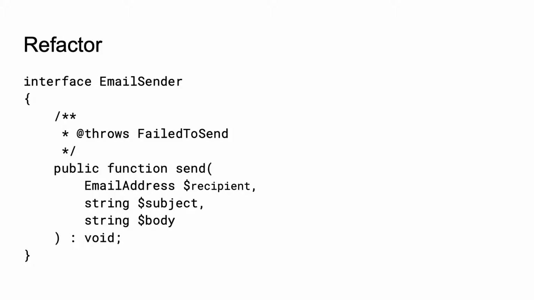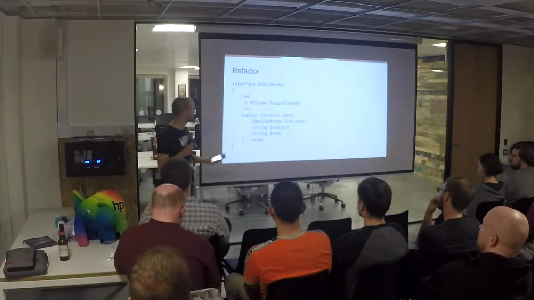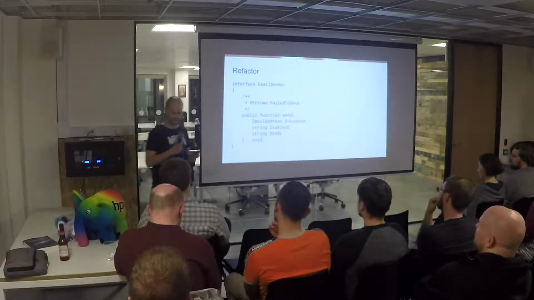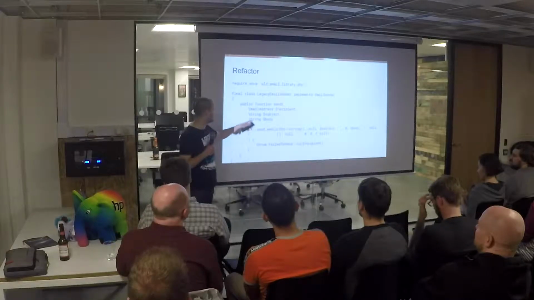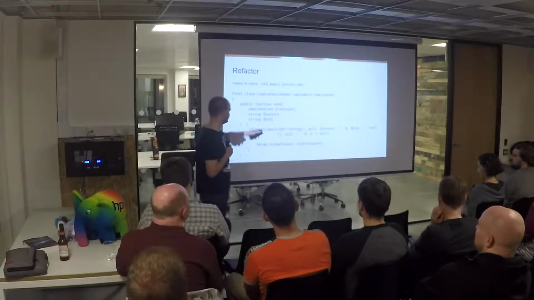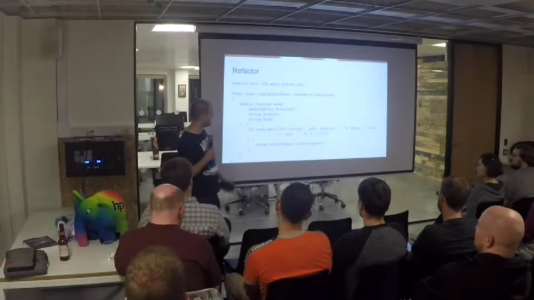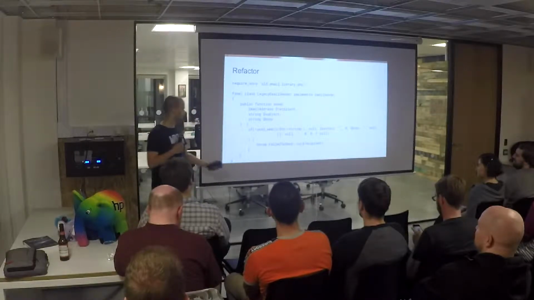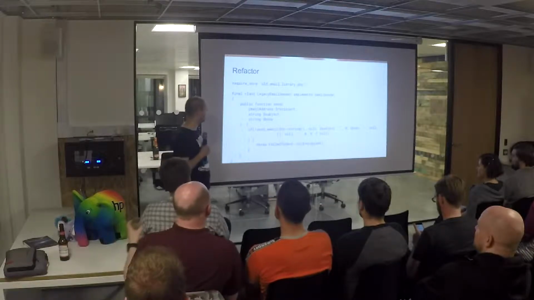So probably this is something that's a bit nicer. You just get an email address, a subject, a body, and if it fails, it's going to throw an exception, which seems appropriate. And then we're going to implement it using our legacy code. So we're loading in the old library there, and we're going to pass in the parameters that we actually wanted. We've got our subject and our email address and our body, and then we've filled in all the other weird parameters that we weren't really sure about with defaults that make sense, and we're throwing our exception there.